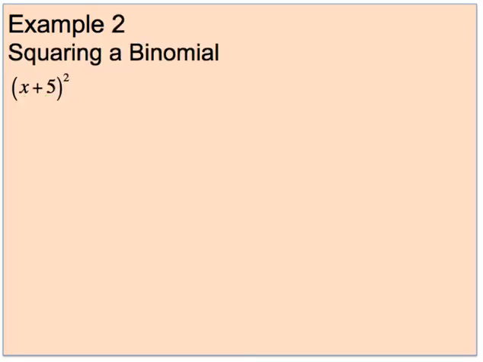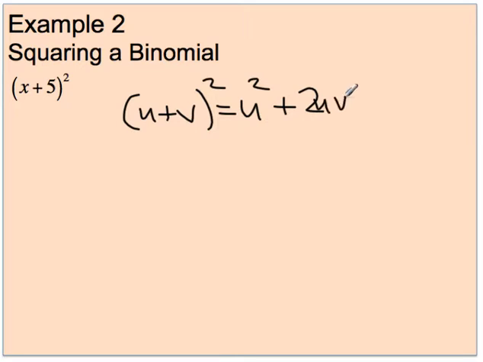So here we have squaring a binomial. We have x plus 5 squared. So remember our formula said if this was the case, if we had u plus v squared, we should end up with u squared plus 2 times u times v plus v squared.